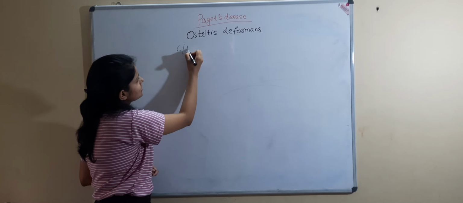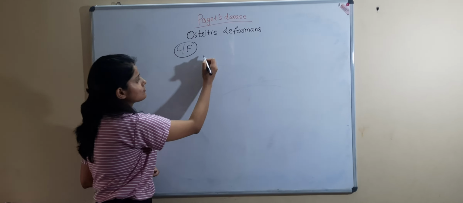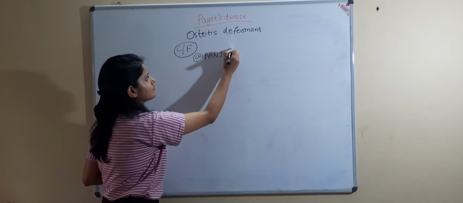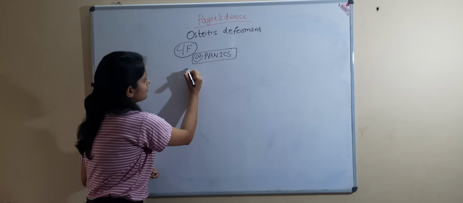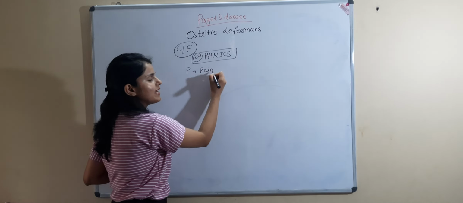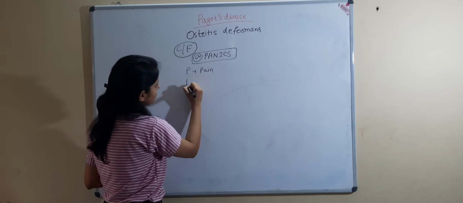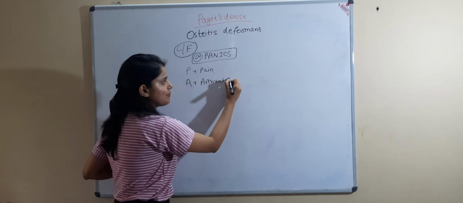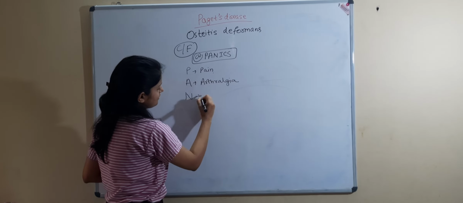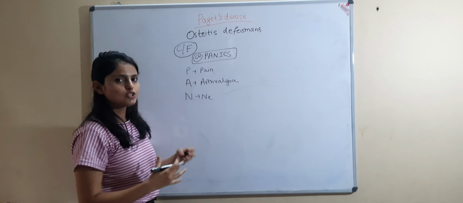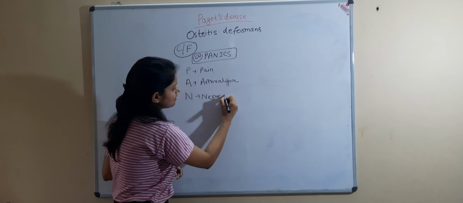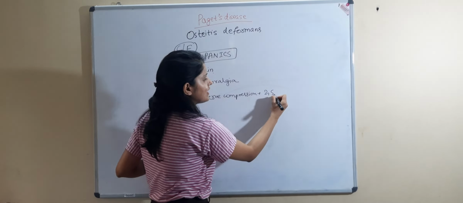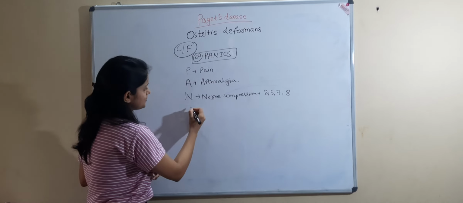Talking about clinical features, we have a mnemonic for that: PANICS. There will be pain in the bones and pain in the joint. Arthralgia, pain in the joint. As there will be too much bone formation by the osteoblasts, there will be nerve compression. Mostly the 2nd, 5th, 7th and 8th cranial nerves will be compressed.